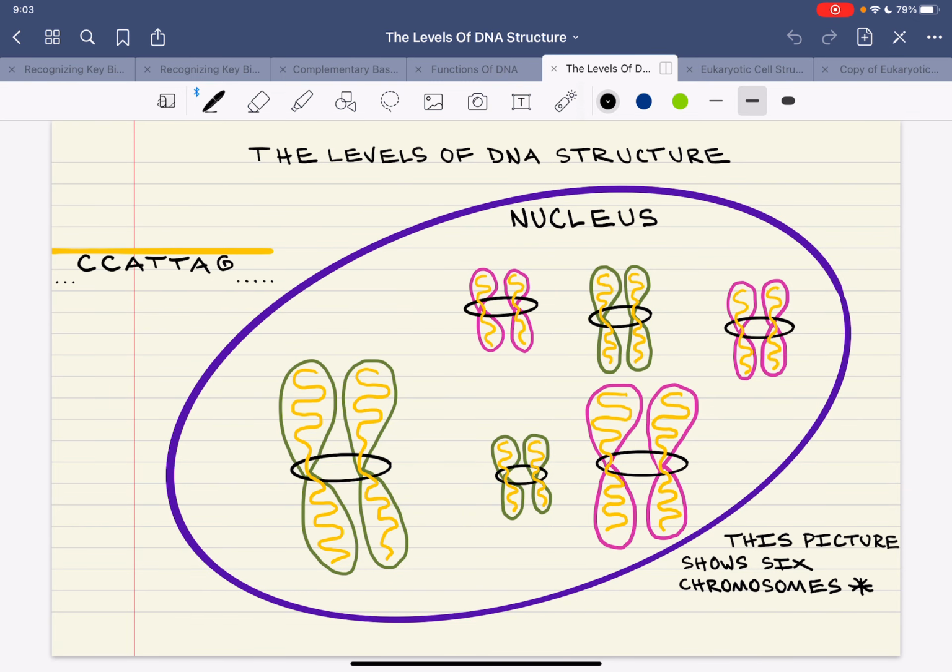Here's my picture. So what do we have going on here? We're pretending that we're looking into a eukaryotic cell. Let's say it's a newly discovered organism. It doesn't even have a name. We don't know what it is.